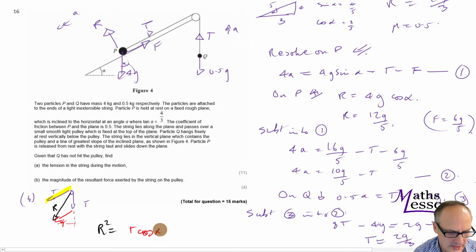Cos alpha will be our horizontal component here, all squared. Plus, it's going to be a bit more than T because you've got the T there, and then we've got this vertical component of that T. So we're going to have plus T sine alpha, all squared. Okay, that will give me my resultant force here.